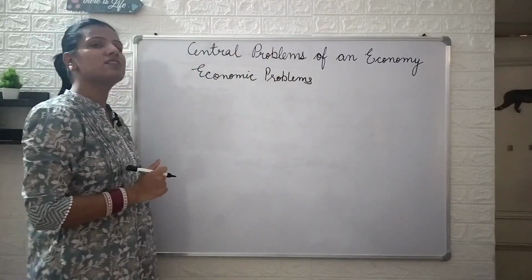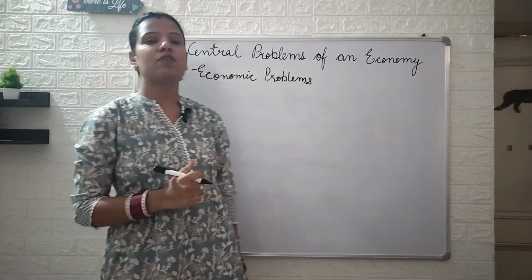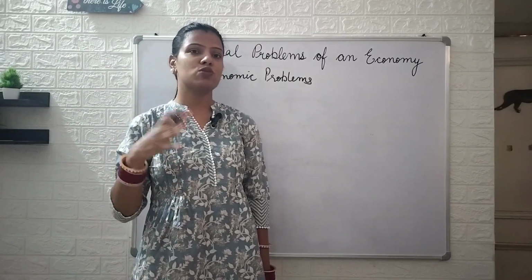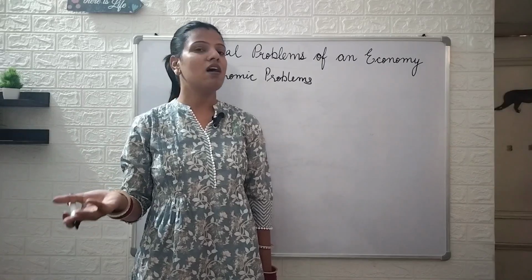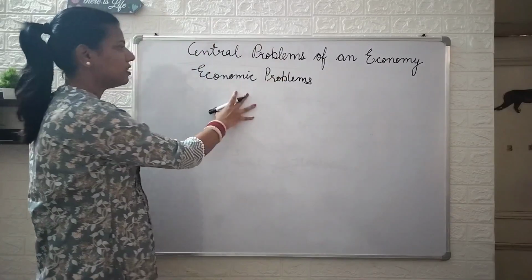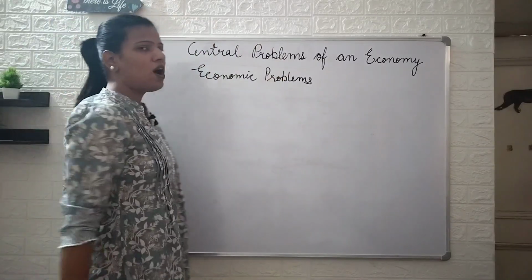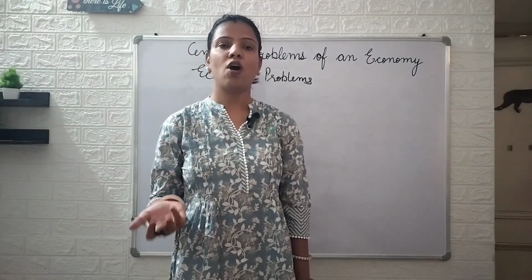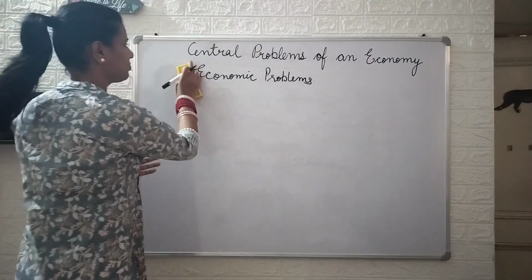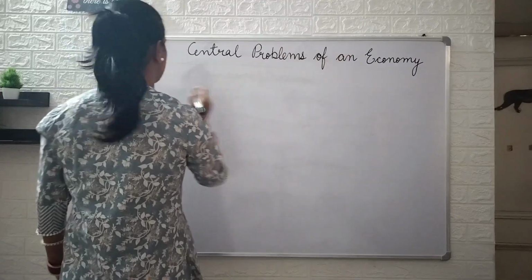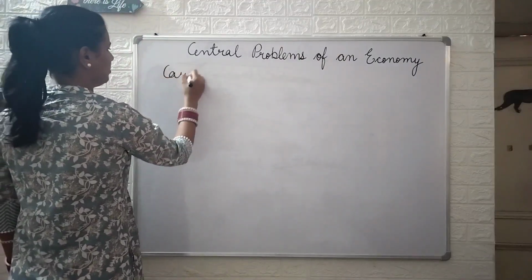This problem arises in the economy because our wants are unlimited, but the resources to satisfy these wants are limited. That is why this problem rises in the economy. Now I will tell you about the causes of central problems of an economy. There are three causes of central problem of an economy.